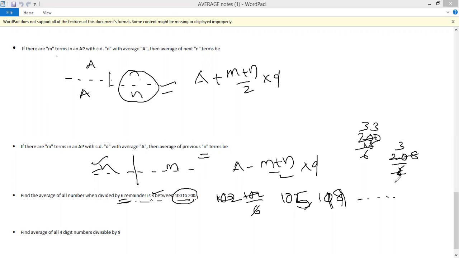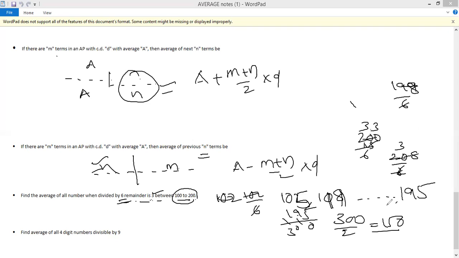208. But less than that, which number will divide? Suppose 199 is there. 198 divided by 6 will divide, but you have to get remainder 3. So 195 is the largest number. So average is what? First plus last by 2. 105 plus 195, 300. 300 by 2, it's 150 is the average. Okay. Right. Next.